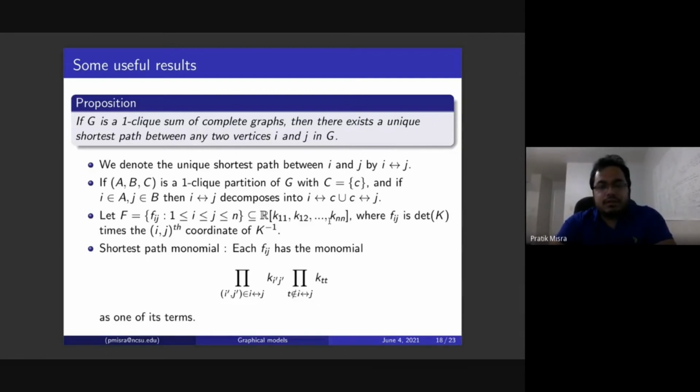If you consider the set F, which is the set of all polynomials Fij, where each Fij is basically the determinant of K times the ijth coordinate of K inverse. That is something that we used earlier to define the vanishing ideal. Then each of these polynomials Fij had one of the terms which looks something like this: the product of K i'j', where i'j' is an edge in the shortest path, times K tt, where t is not a vertex in the shortest path from I to J, as one of its terms.